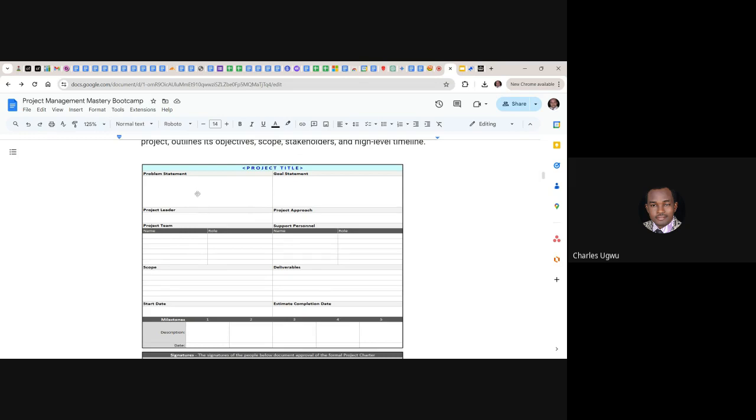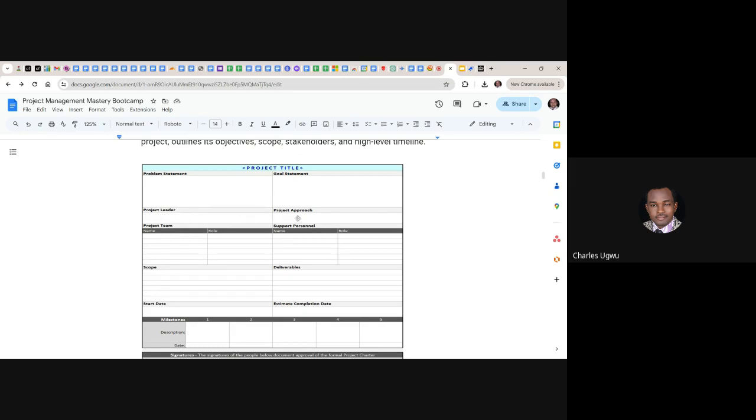And then within the goal statement section, you capture the goal. What is the outcome? What is the objective? What do we need to achieve from this project? And you capture the project leader, which is the project manager. You need to capture the project manager by their name here.